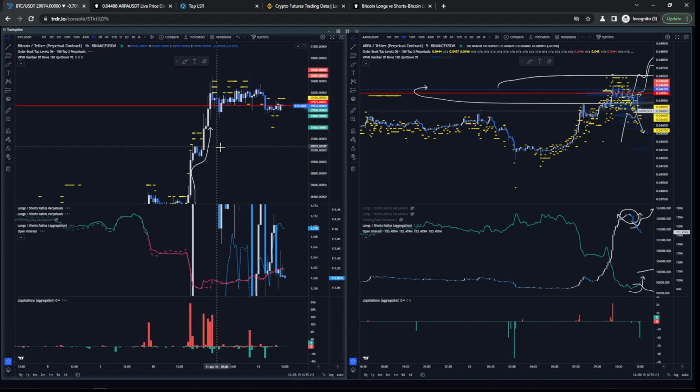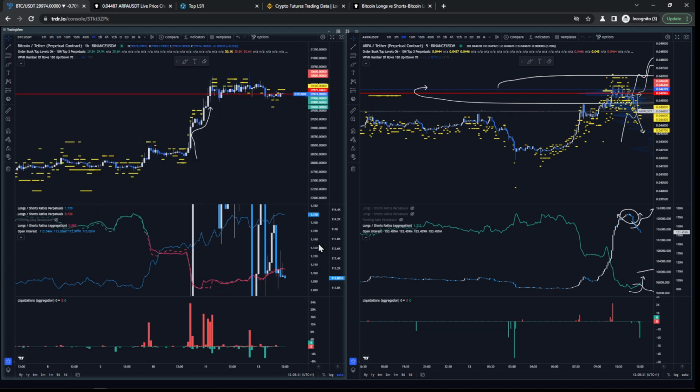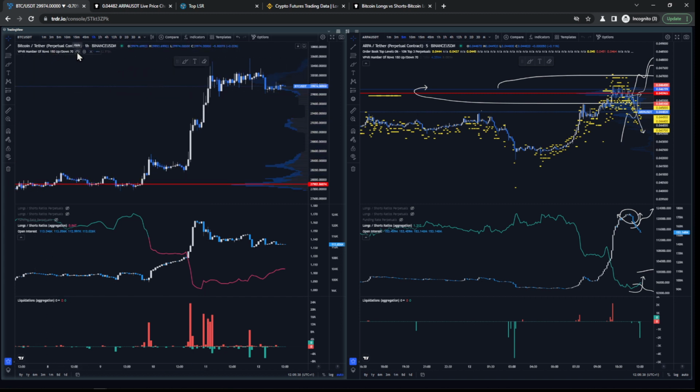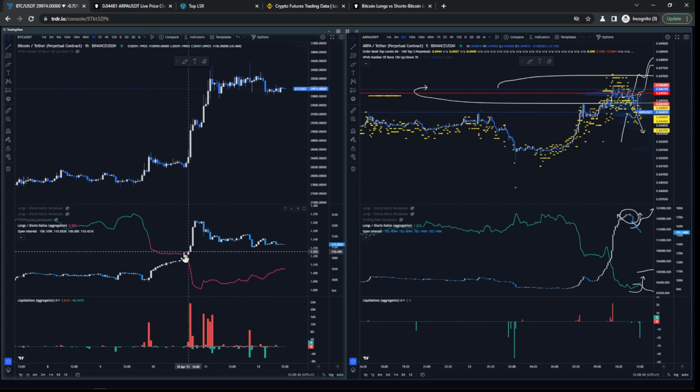Okay, so I'm just gonna quickly explain here. I'm gonna take this off and leave the ratio. So this is the ratio. I'm gonna take this order block off as well. So this is the long short ratio we use here.